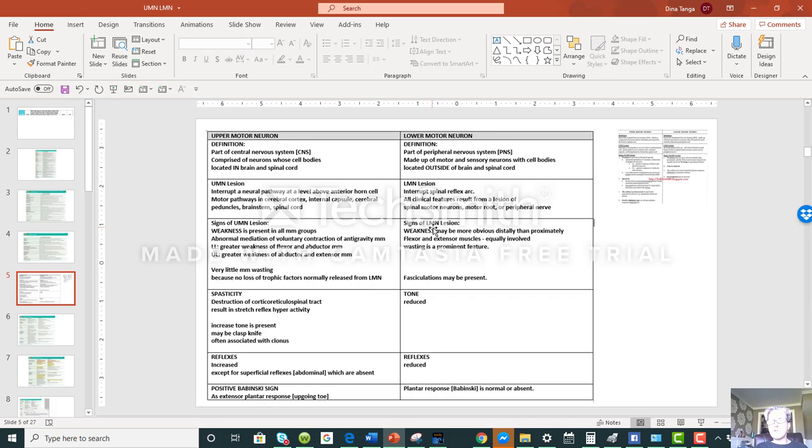The signs of the lower motor neuron lesion, you're going to have weakness, but it may be more obvious distally than proximally. So more weakness in your hands versus your shoulders, your knees versus your hips. And equally involved, your flexors and extensor muscles will be equally involved. And the wasting is a prominent feature.